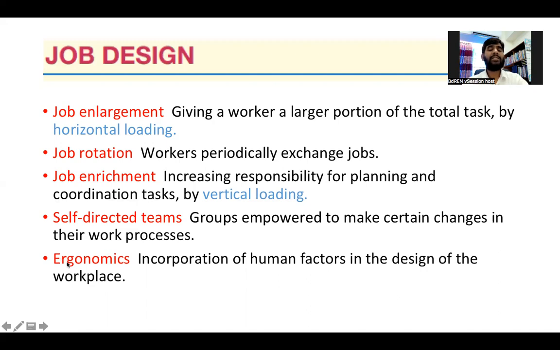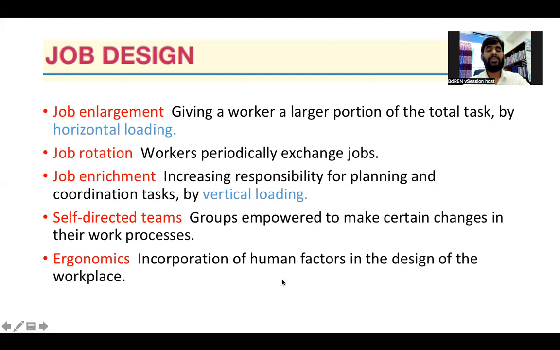So ergonomics is a wing of operations management, especially handled by the industrial engineers. Under the production department, there is a separate wing. The name of the wing is industrial engineering. The industrial engineering department always works to incorporate the human factors to improve productivity.